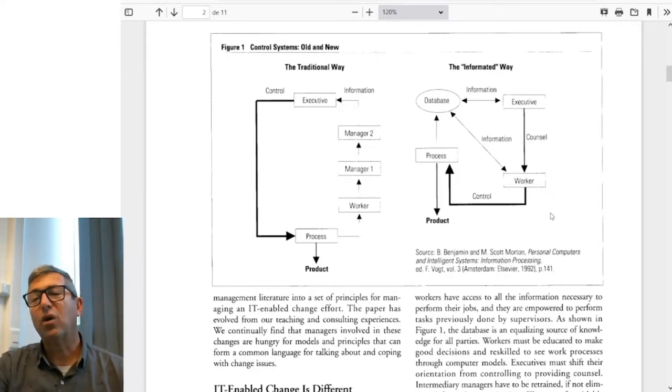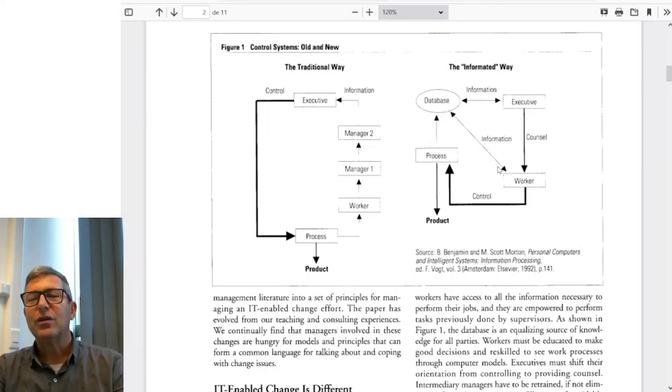And then they say, well, look, the technologies of today allow us to do it differently. We can have a model in which the worker here basically works with the support of information that is available in a database, with some counseling from the executive, and the process happens by means of interactions with that database. Anyway, two different ways of looking at the organization.